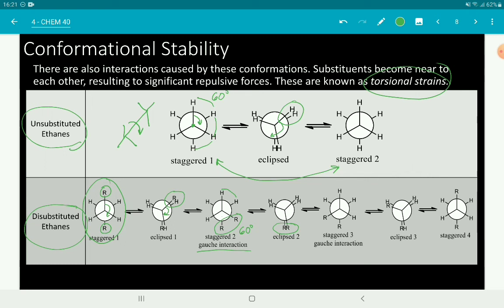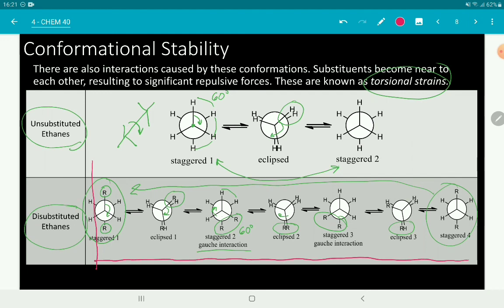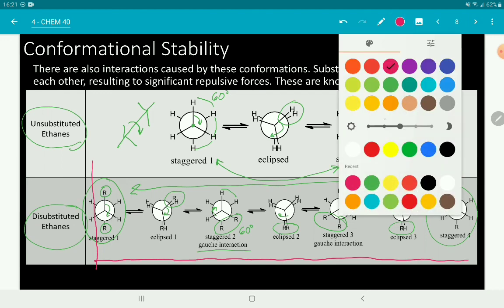Okay? So, pareho na lang din ang mangyayari kapag further ni-rotate mo pa to. Okay? 60 degrees, magkakaroon tayo ng staggered 3 which is equal to the staggered 2 conformation. Magkakaroon tayo ng eclipsed 3 which is equal to the eclipsed 1 conformation. And finally, you will reach staggered 4 which is equal to the staggered 1 conformation. So, pwede natin actually i-plot yung energy niya. Okay? Energy through an energy diagram. Okay?